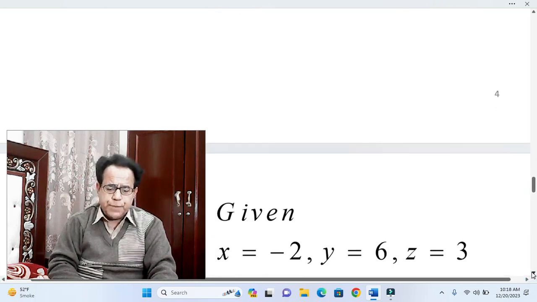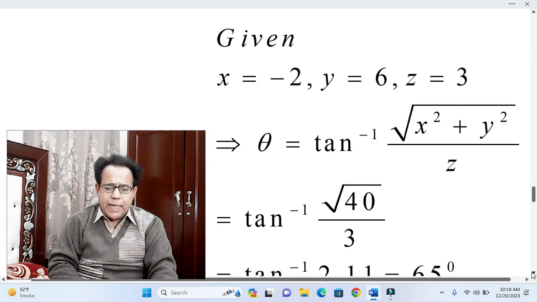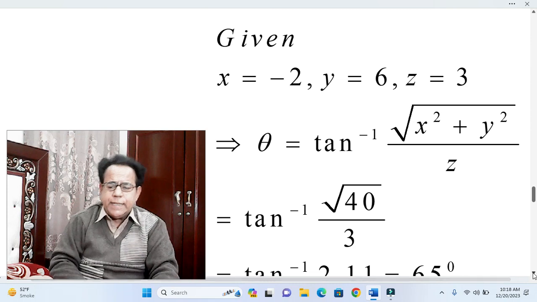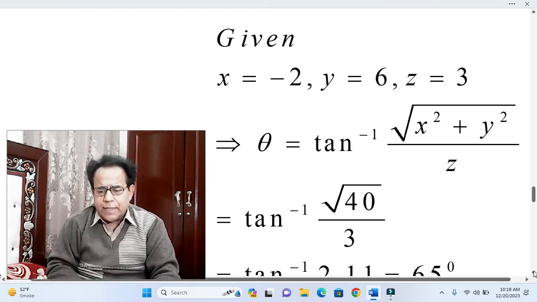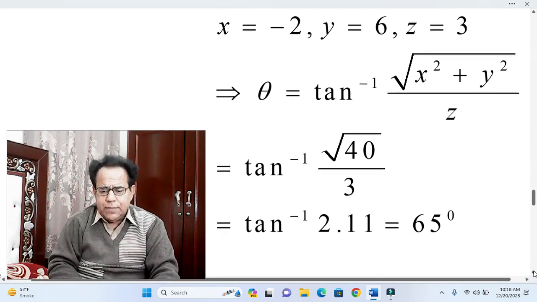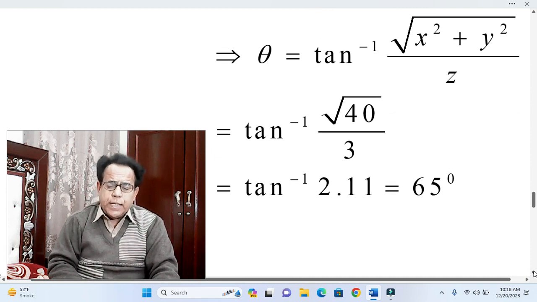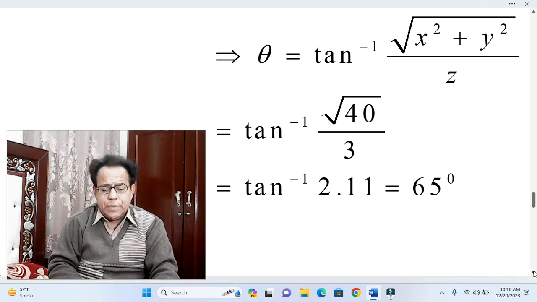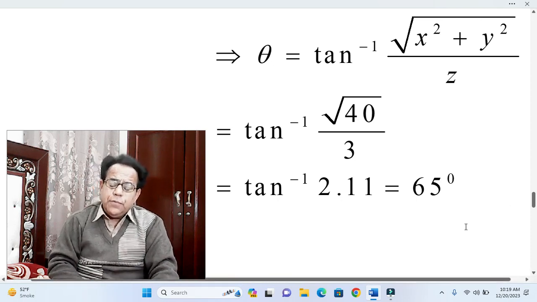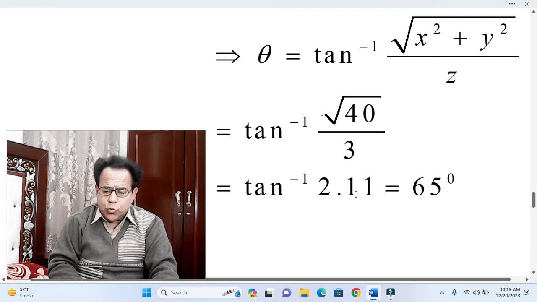Now the next part, given x equal to this. This implies that theta is equal to tangent inverse of the square root of x square plus y square, over z. This implies tangent inverse of root 40 by 3, which is equal to tangent inverse 2.11, and this is equal to 65 degrees. Now we see how we have concluded that tangent inverse 2.11 is equal to 65 degrees.